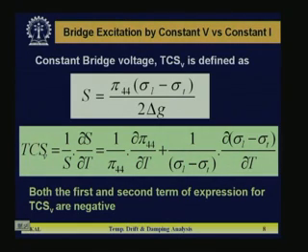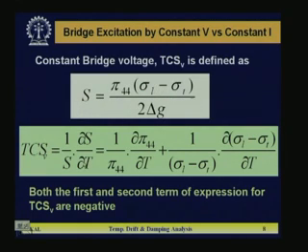You can see in this view graph the constant bridge voltage TCS, temperature coefficient of sensitivity, where V stands for constant voltage excitation, and S is defined by pi 44 (sigma L minus sigma T) by 2 delta G. These are the longitudinal stress and transverse stress, sigma L and sigma T. Pi 44 is a piezoresistive coefficient, and we have seen also that pi 44 is the most dominating factor among all other piezoresistive coefficients. So, this sensitivity is defined by this relation.